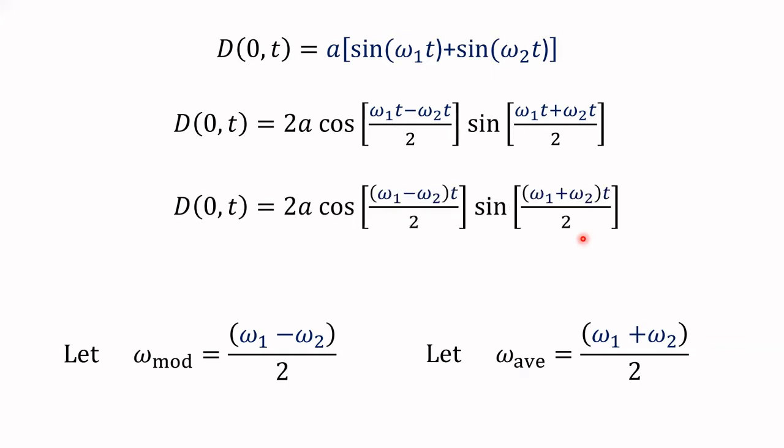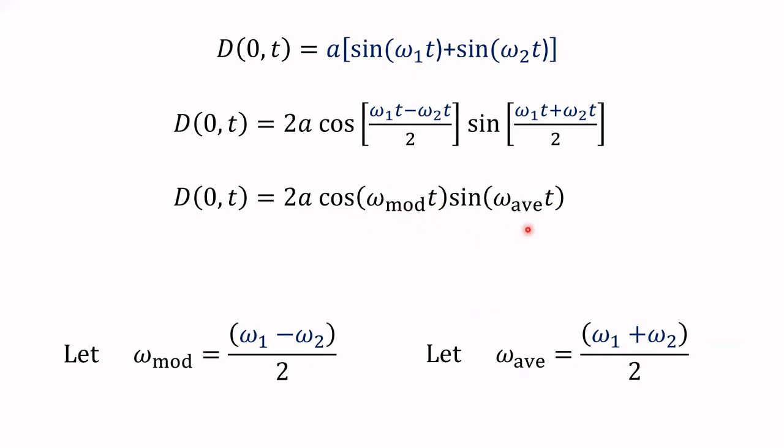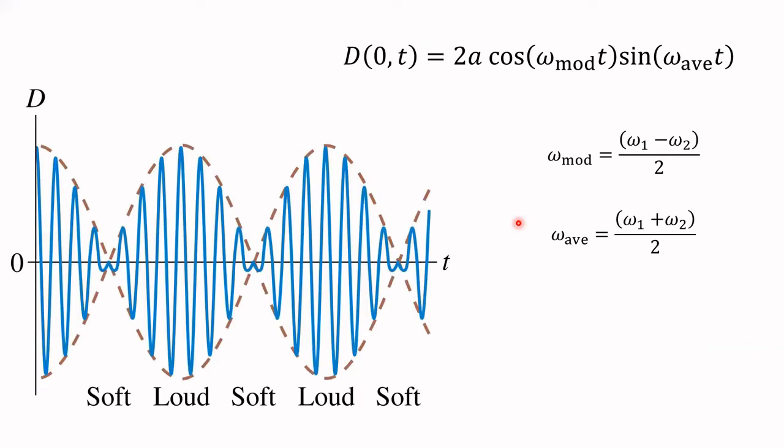And see what I just did there? Before I had all this garbage. Let's call that omega mod. And in the sine function, I can replace that with average omega. And we've already done most of the math, so this really wasn't that bad. What is this formula telling us?